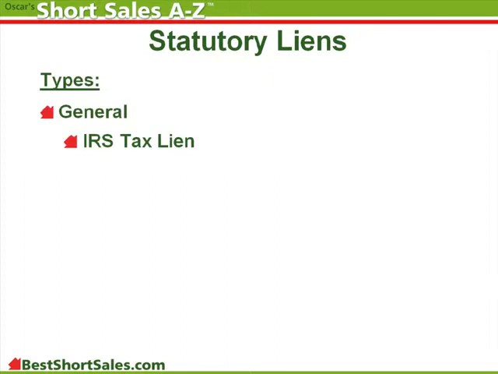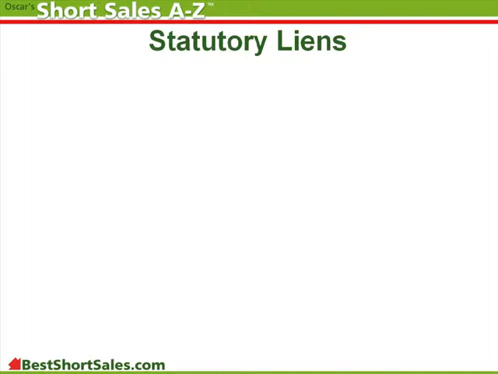Types of statutory liens. General statutory liens are liens on all of an individual's assets regardless of type and location. A good example is IRS liens. IRS liens are general. Specific statutory liens are liens on a specific property. A good example of this is a local tax lien on a particular property. We will cover the short sale implications of liens later.